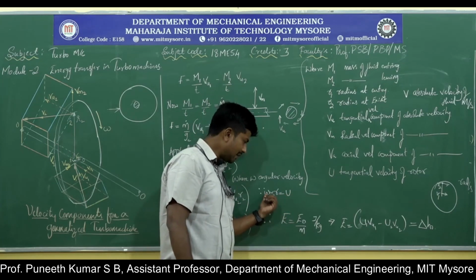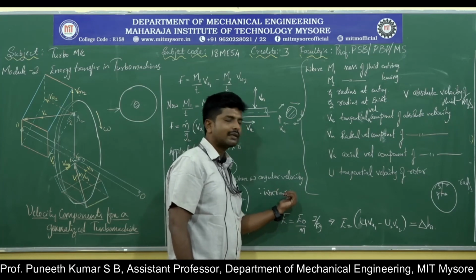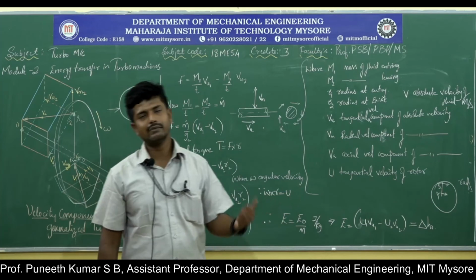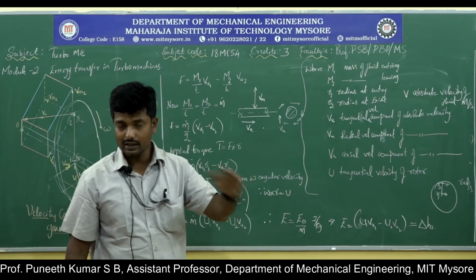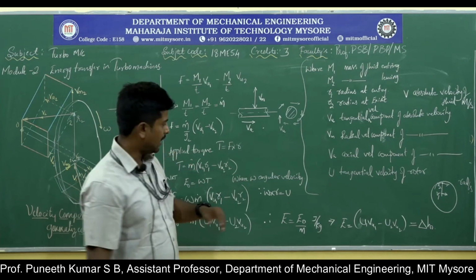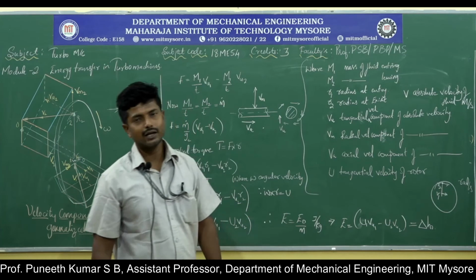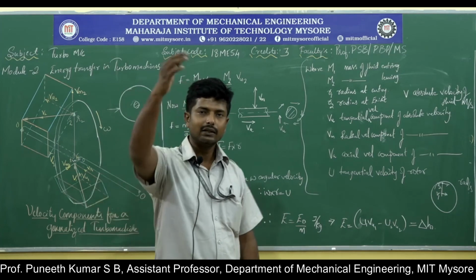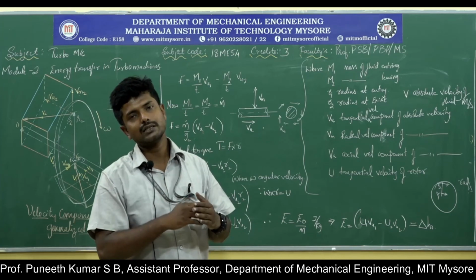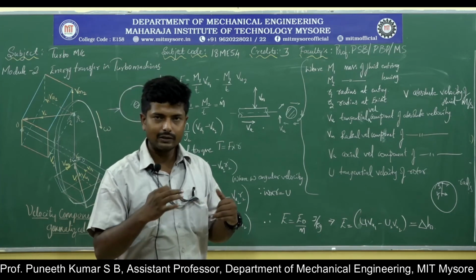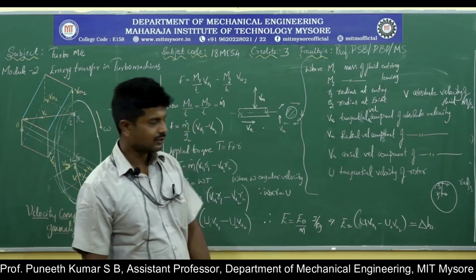If I multiply angular velocity with the radius r1, it will give you u1, which is nothing but the tangential velocity of the rotor at the inlet, and if I multiply with r2, it gives out the tangential velocity of the rotor at exit. The angular velocity is the same, but the tangential velocity at the inlet and exit will differ because the radius is going to change.